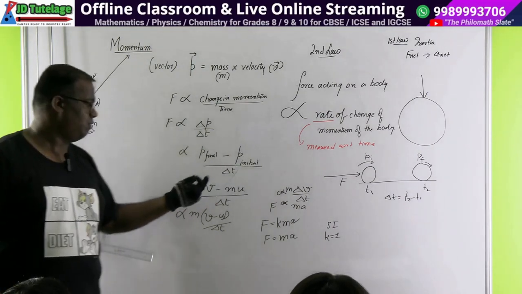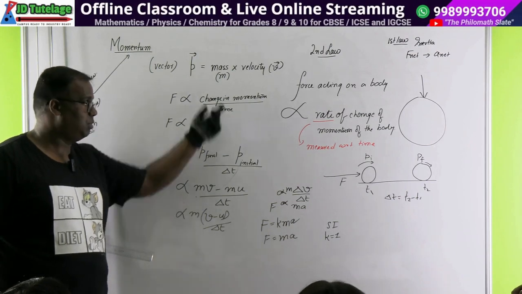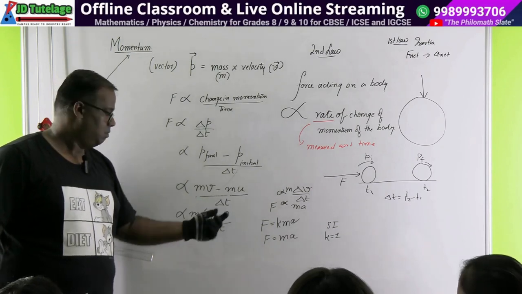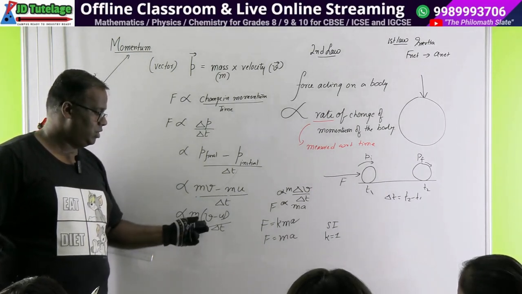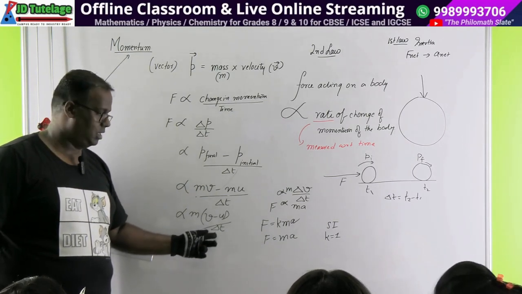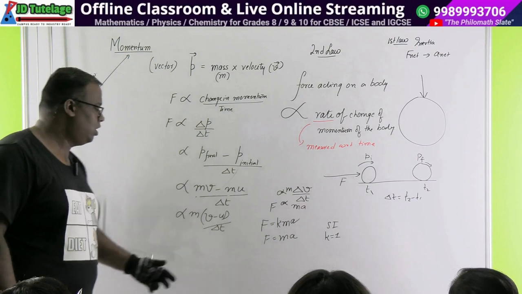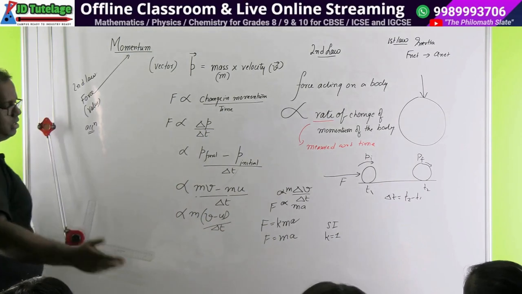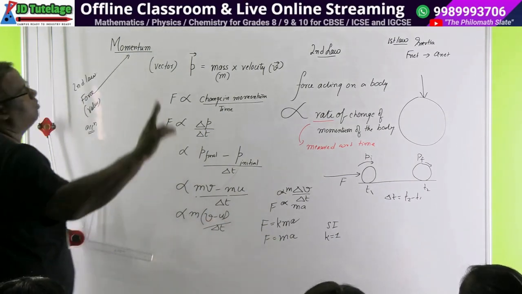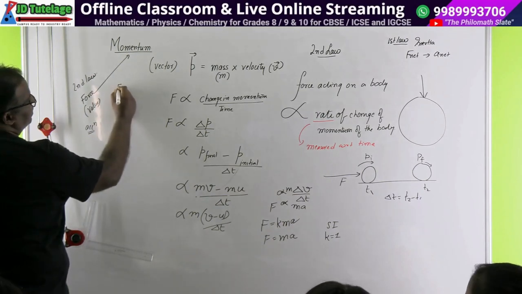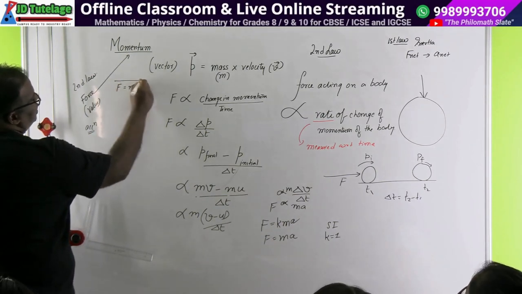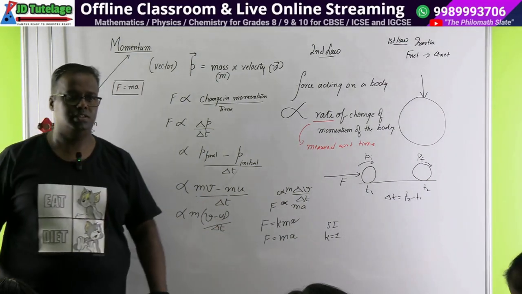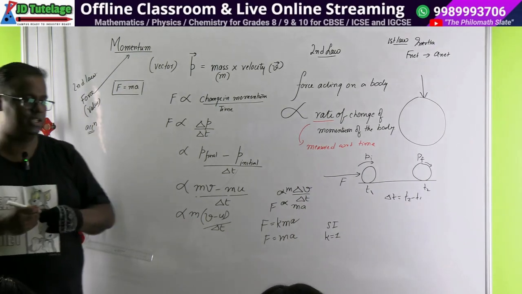That's your change. Momentum is mass into velocity. So final momentum is mass into final velocity, minus mass into initial velocity. Mass is taken constant, so it is final velocity minus initial velocity divided by delta T. V minus U is delta V. Or if you are not comfortable from here, you write V minus U by T, that is acceleration. So F is equal to MA. This brings you the first equation of this chapter, F is equal to MA. And can we define K? Yes, K is the constant of proportionality.